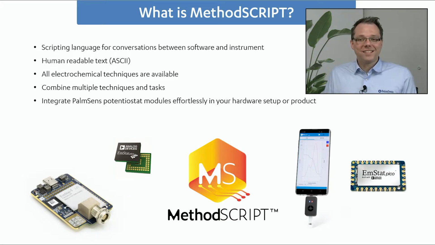Which means it's written in ASCII, and it makes it easier for you to modify it when you can read what's actually in the script. It supports all electrochemical techniques that are usually supported by our instruments. It depends a bit which instrument you've chosen, but all the techniques are available. As I said, you can combine multiple techniques, and you can even create functionalities in the instruments that are otherwise not there. We will have a few examples of functions that are not presented to you in PSTrace, but easily done in MethodSCRIPT.